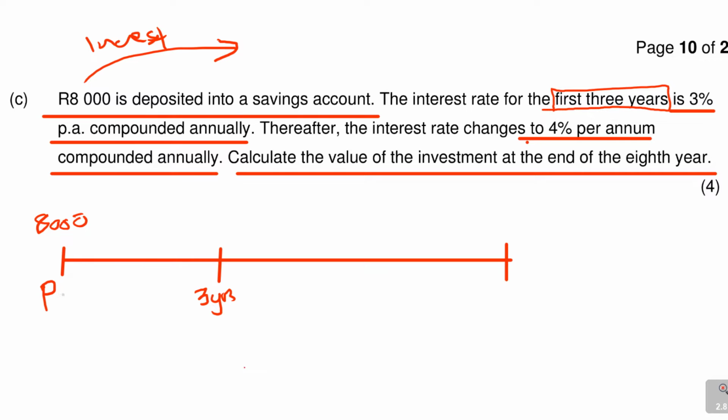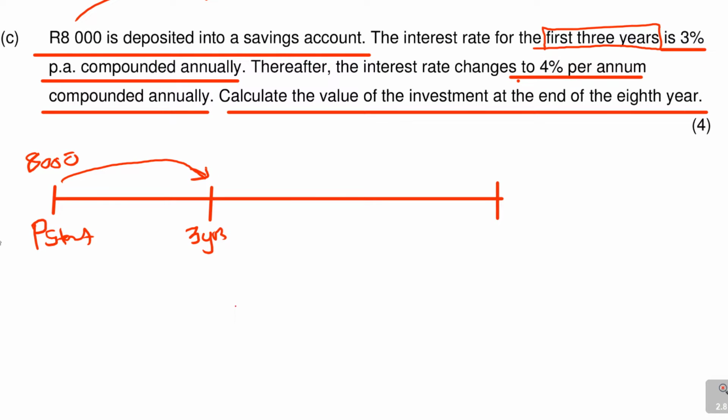So here is the start of the investment. In 3 years to come, we want to see what 8,000 will be after 3 years with compound interest. So this is what we do. You say A is equal to P(1 + i) to the power of n. Are you with me?